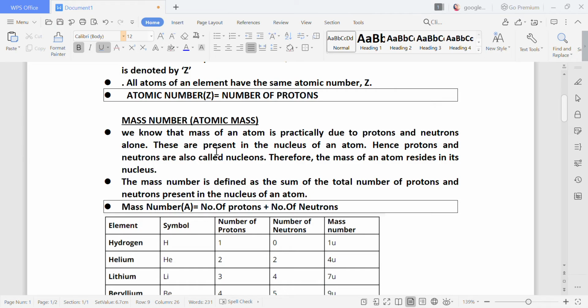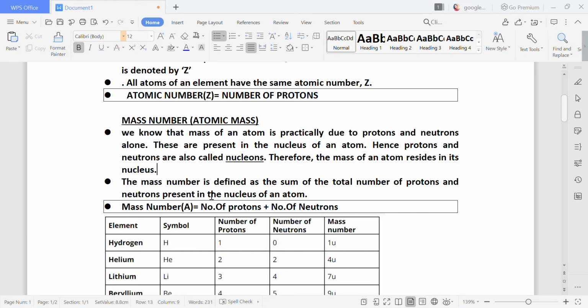Both protons and neutrons are present in the nucleus of the atom. Hence, protons and neutrons are also called nucleons. Why? Because both protons and neutrons are present in the nucleus, so together they are known as nucleons. Therefore, the mass of the atom resides in its nucleus. I have told you earlier also that all the mass of the atom is present in the nucleus.